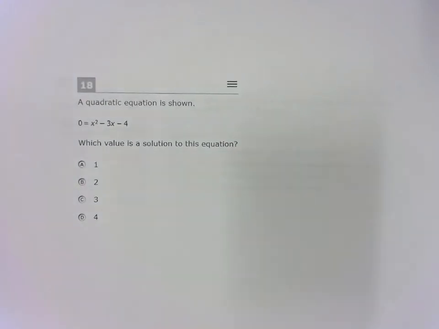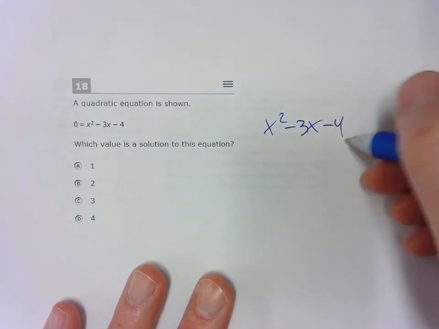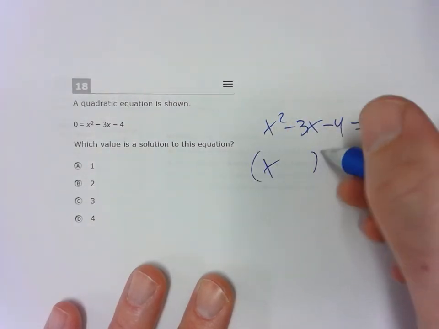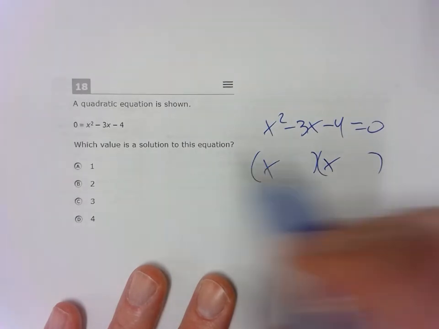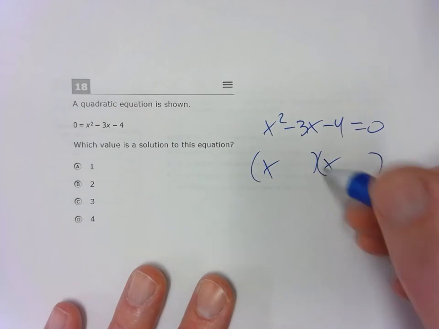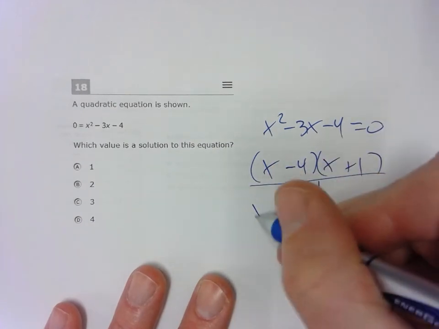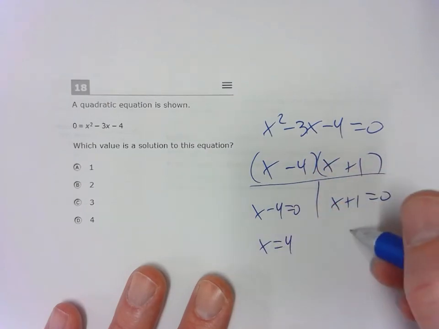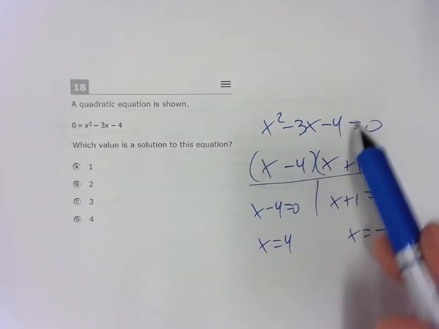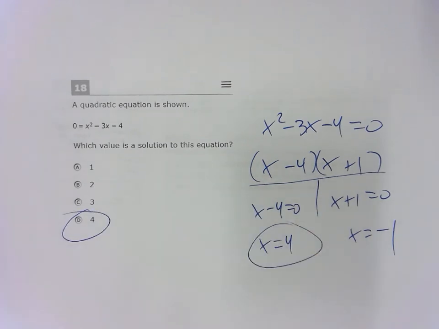Okay, number 18, solve the quadratic. Okay, finally, an easy one. X squared minus 3x minus 4 is equal to 0. And this factors, so we get negative 4 and positive 1. So you make your x minus 4 equals 0, x plus 1 is equal to 0. So x is 4, x is negative 1. So you could graph it and see where it crosses the x-axis, but 4 is definitely one of the solutions, so it's D.